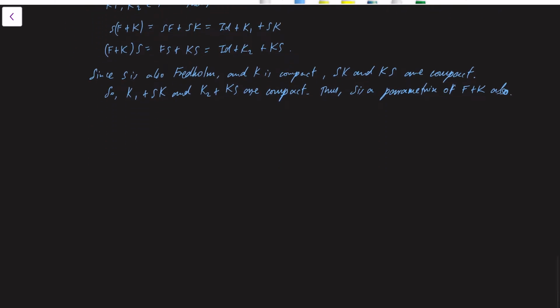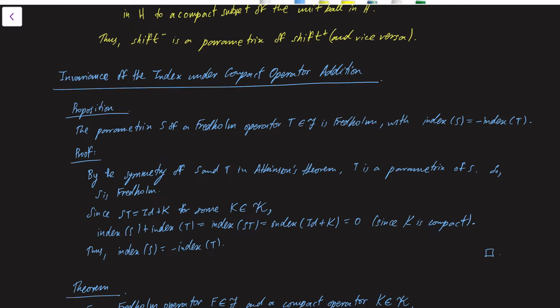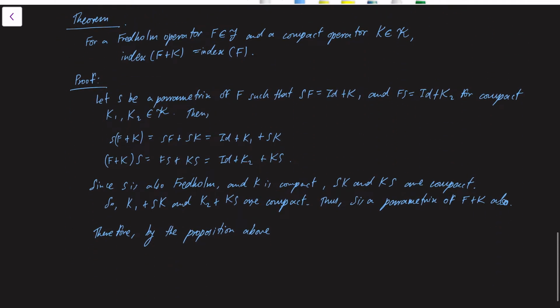Okay, therefore, by the proposition above, the one where we showed the parametrix of a Fredholm operator is itself Fredholm with negative index, the index of F plus K is equal to negative the index of S, which is equal to the index of F. And that completes the proof.